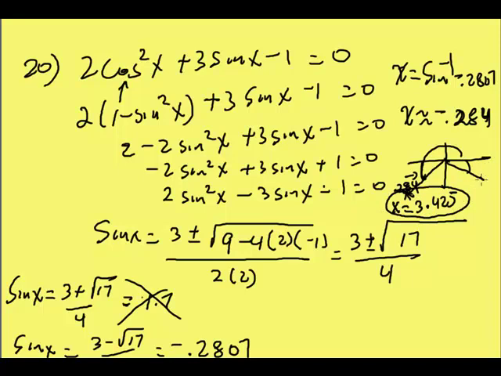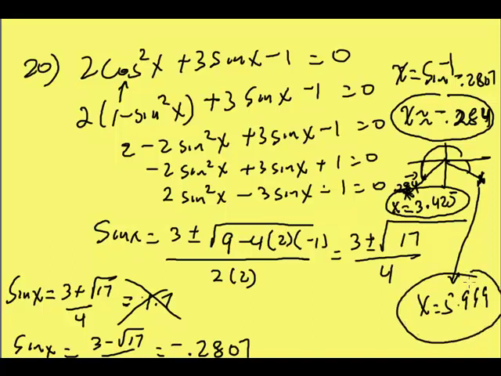Alright. Like Jake said, I can't use this, even though that's the right answer, because of my domain restriction. So I have to rewrite that with a different name. And what is the name, Jake? 5.999. Emma, you have a question? Yeah, 2 pi minus. That's how you get that.